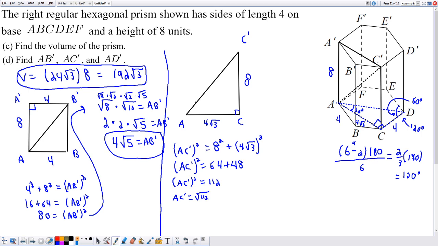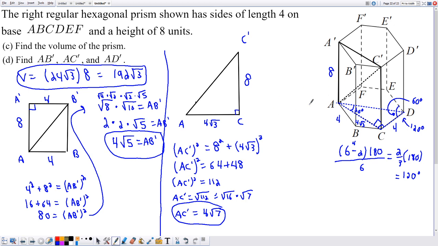Now, the square root of 112 is the same thing as the square root of 16 times 7, which can then be broken down. AC prime is equal to the square root of 16, which is 4, then the square root of 7. So that gives us, let's see, that's a genuinely tough problem, but we still have another part to go.